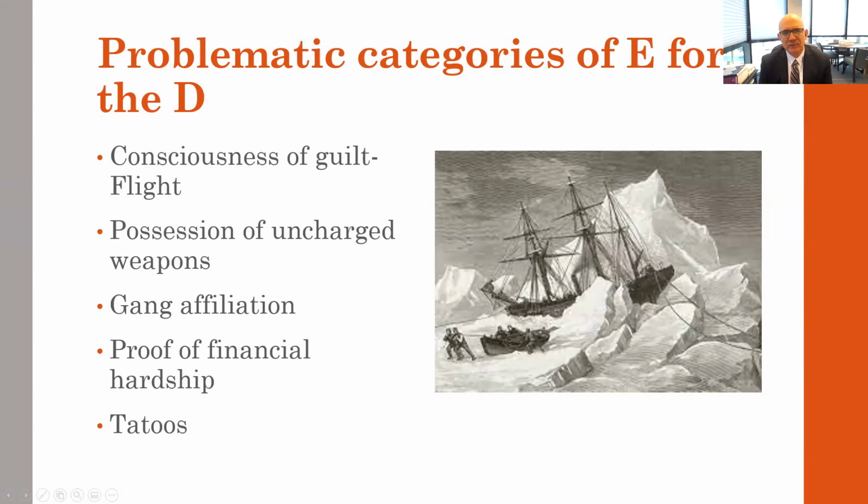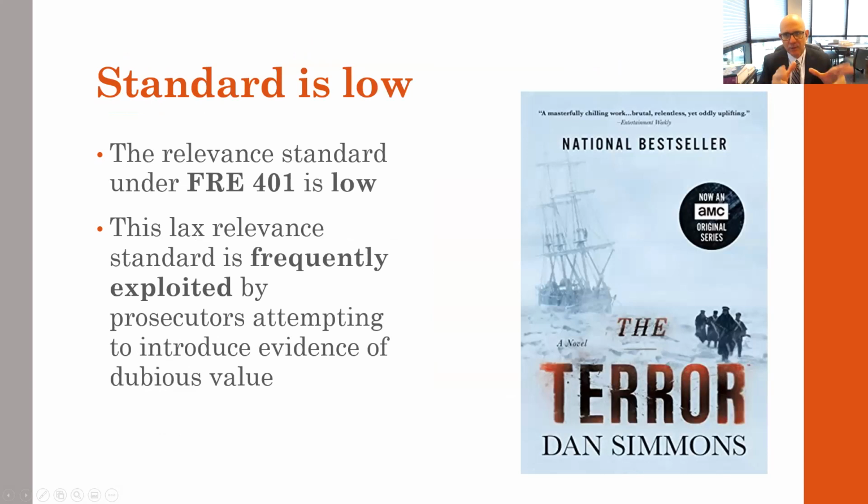Amongst the categories of evidence that prosecutors will often try to introduce are issues such as consciousness of guilt, for instance, flight, possession of uncharged weapons, gang affiliation, proof of financial hardship, tattoos, et cetera. And again, prosecutors will capitalize on the fact that the standard is a low one.